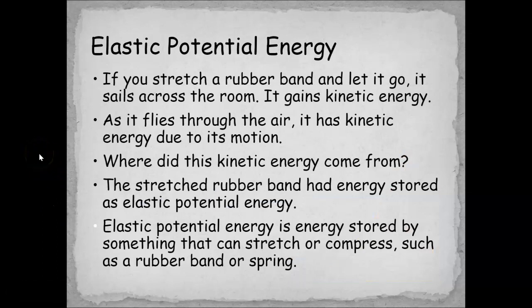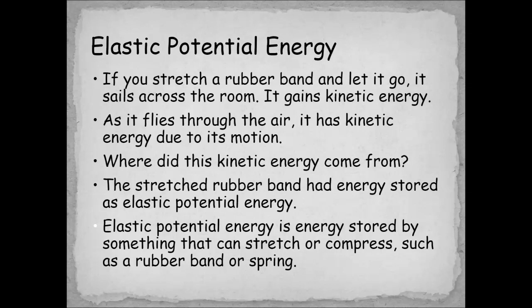So these are some other examples of potential energy. One of them is elastic potential energy. So think about a rubber band. So if you stretch a rubber band and you let it go, it contains kinetic energy, right? When it is in motion, it has kinetic energy. As it flies through the air, it's in motion, kinetic energy. However, where did this kinetic energy come from? It comes from the potential energy in the elastic of the rubber band, right?